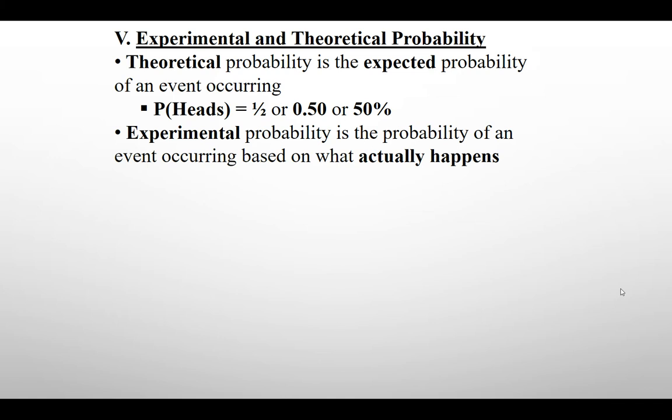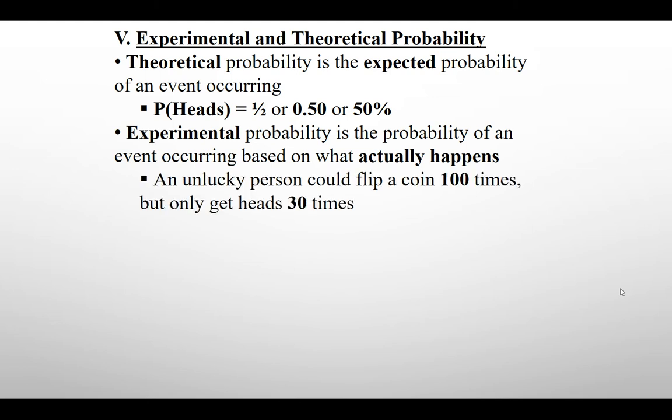Although I guarantee you, or maybe not guarantee you, but it's very, very likely that if you flip them, you're going to either flip heads more times than tails or tails more times than heads. Something a bit different is going to occur when you actually perform the experiment. The example I said here is an unlucky person could flip a coin 100 times. Again, theoretically, we should be getting heads 50 times and tails 50 times. But they could easily only get heads 30 times and tails another 70 times. So something's not matching up. What's supposed to occur in theory is actually not occurring experimentally.